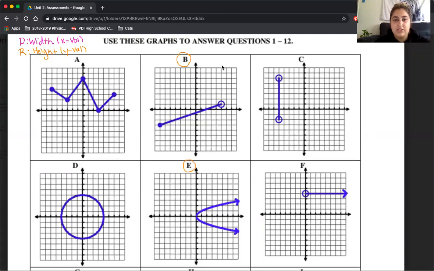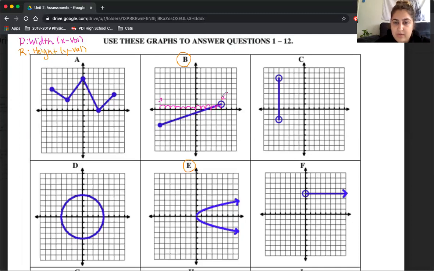Okay, so the domain of B. So I want to see how wide it goes from one end to the other end. So if this is 0, 0, it goes out 1, 2, 3, 4, 5, 6, 7. So it goes to -7. And then over here, it goes 1, 2, 3, 4, 5. So it goes to +5.